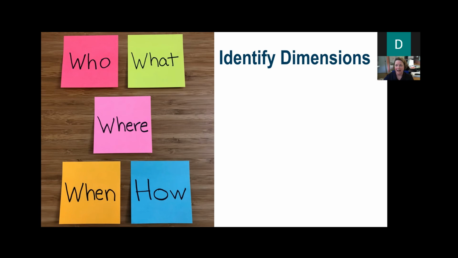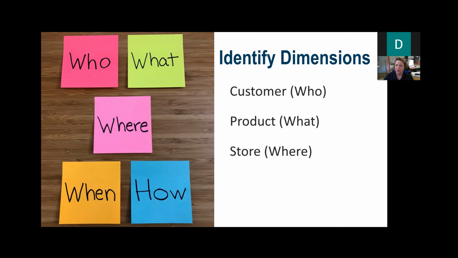So we've got 5 dimensions there. Our customer is who. We've got a product, that's our what. We've got a store, which is where. Our date, which is when. And our salesperson, which is how. So, all right, we're defining our dimensions.